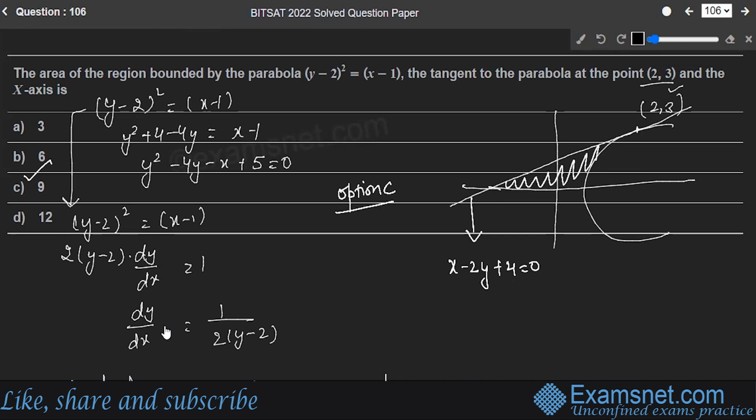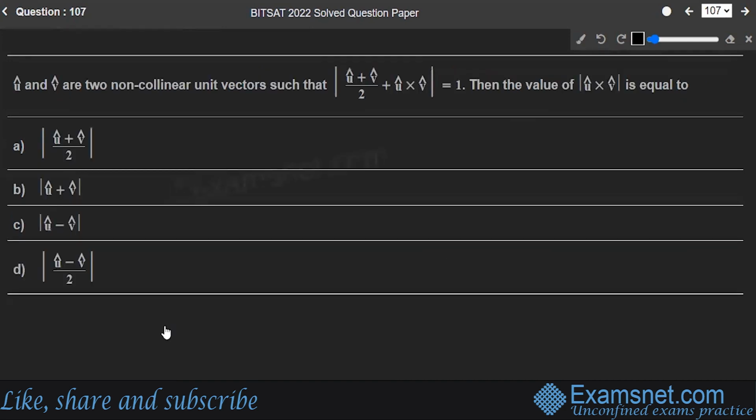Hope you understood this. Next is question number 107. So now you have a vector problem. It says u and v are two non-collinear unit vectors such that this is equal to 1. You have to find out the value of the magnitude of the cross product of u and v. I'll start with what is given to me: this plus the u vector cross v vector magnitude is equal to 1.